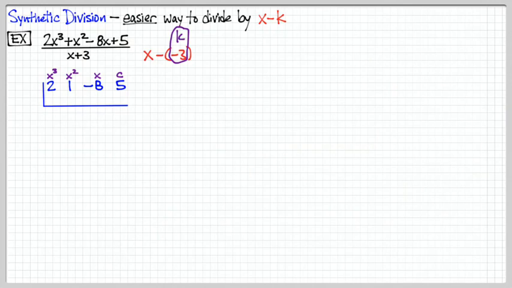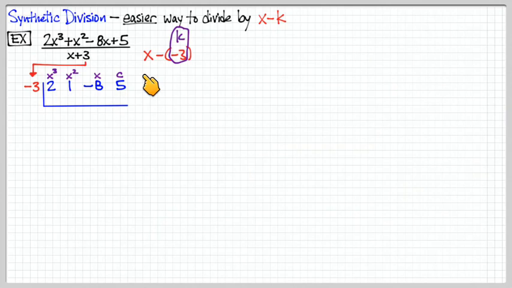So this is the way we set it up. We take each of the coefficients, starting from the x cubed term, the highest, all the way down. So we have 2, 1, negative 8, and 5 that we just bring right down here. If there were a missing x squared term, we would have to put 0 here. We don't just skip it. If we did not have a constant term at the very end, we would put a 0 there as well. That's very important. That's the most common mistake, when you miss that.